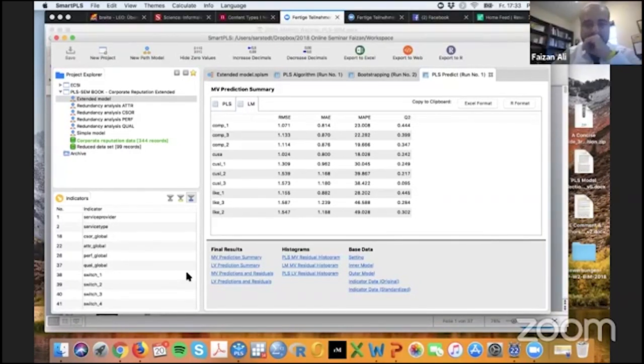The bootstrap, consistent PLS, for those that don't know what it really is, is an alternative PLS algorithm which corrects for the PLS bias. And the PLS bias, I'm using this term cautiously here, because PLS provides biased estimates in case you have purely factor model data, so from a factor model population. If you have composite model data, PLS is unbiased.